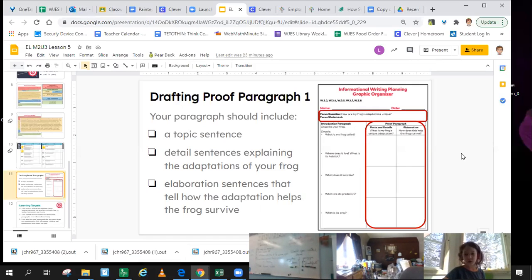Give us about 5 minutes. Alright, these 4 boxes. So what is the adaptation? You can work on it a little bit.